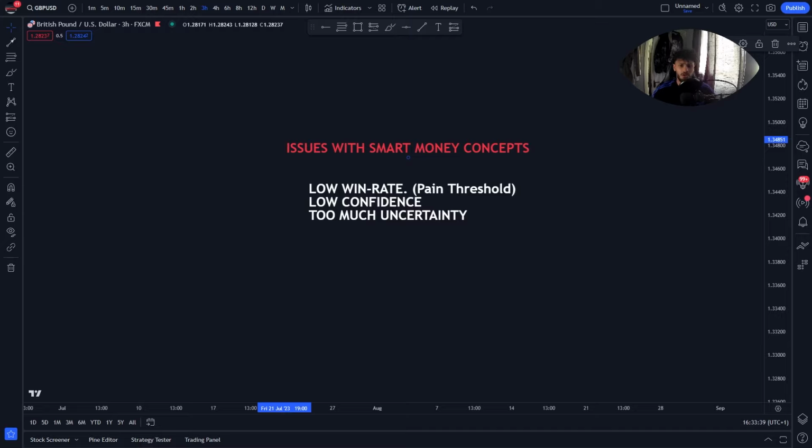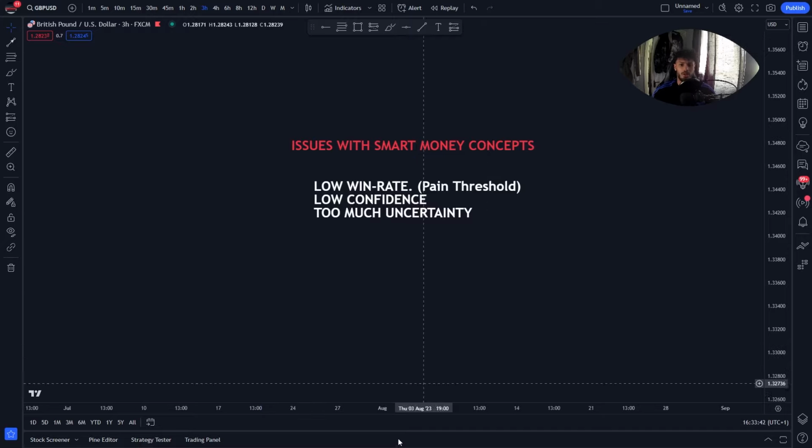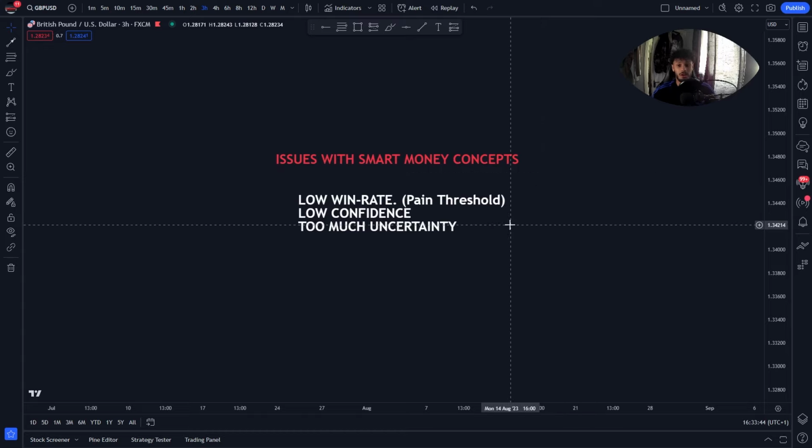Now let's get started. So we're going to start off with, before getting into order flow, I want to speak about the issues with smart money concepts. And I wouldn't say it's issues with the concept itself, more so the problems that come with trading this style.